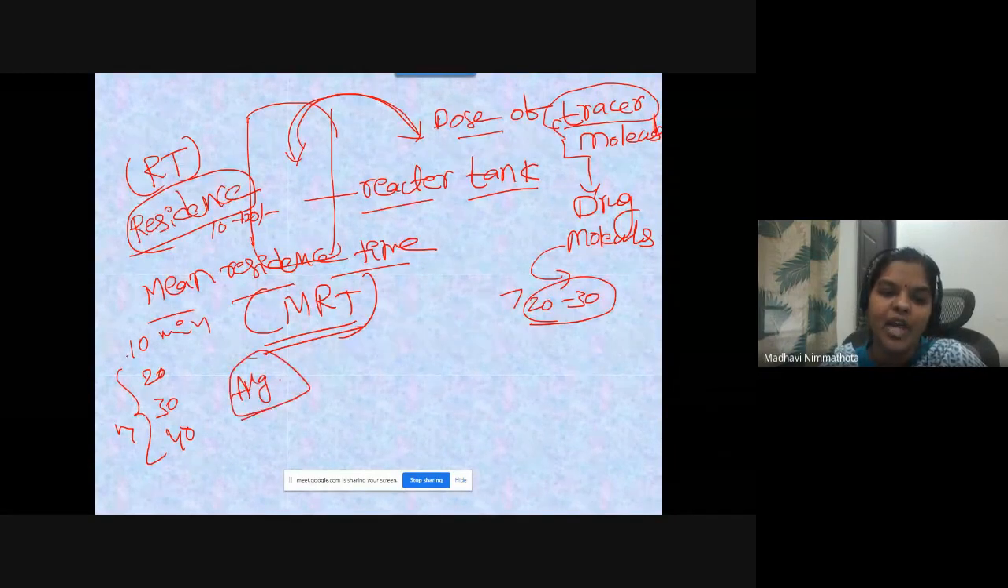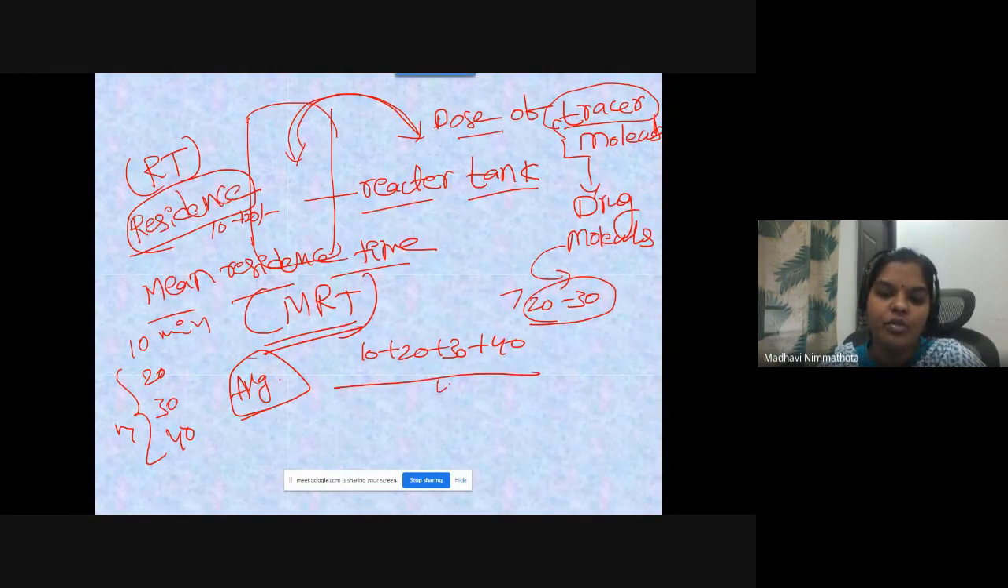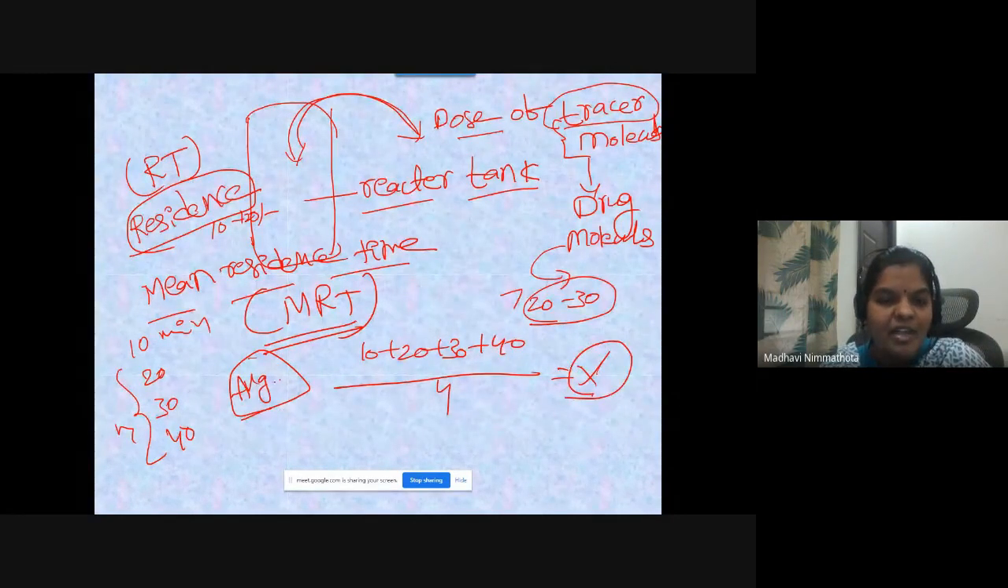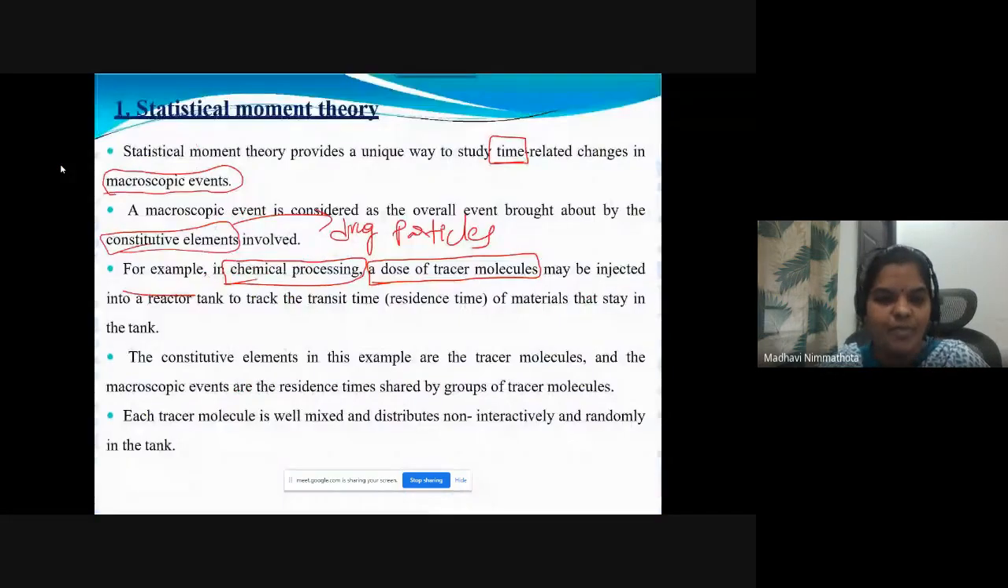How do you calculate? Total 10 plus 20 plus 30 plus 40 divided by 4. You will get one number X, and this will be considered the average. In the same way, you can estimate the mean residence time for the tracer molecules which are injected into the reactor tank at a particular dose. That is denoted by our mean residence time. So this is exactly what the sentence means.